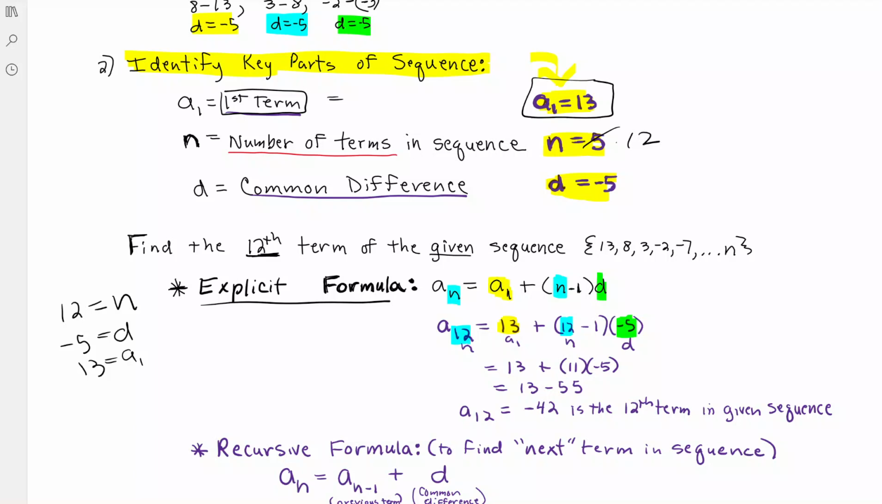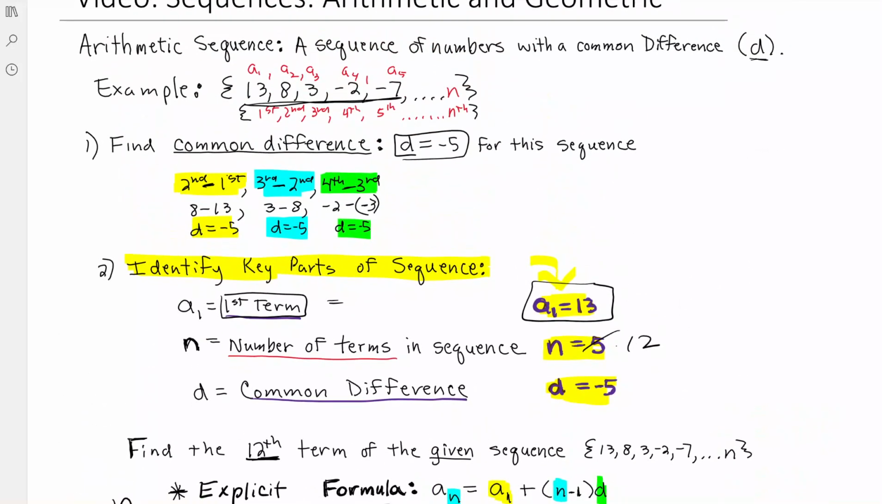So we're looking for the 12th term, so A sub 12. 13 is our first term in the sequence, and then we're going to add the 12th term, subtract 1, so this will now be 11 times -5, the common difference. So 13 plus 11 times -5, 13 subtract 55 is -42. So if we were to keep going in this sequence, A sub 12 would be -42.